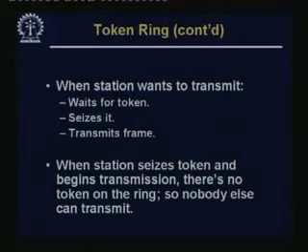When a station wants to transmit, it has to wait for the token, then seize it, and then transmit the frame. When a station seizes the token and begins transmission, there is no token on the ring, so nobody else can transmit. So there is no contention or collision as such, because only the station which has got the token can transmit, and all others do not transmit.